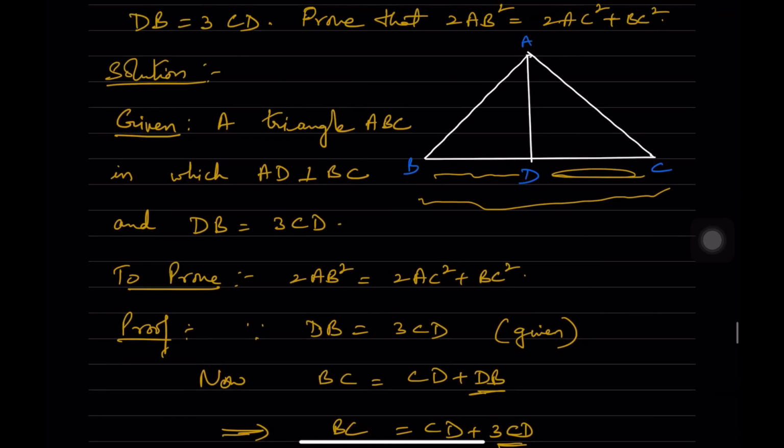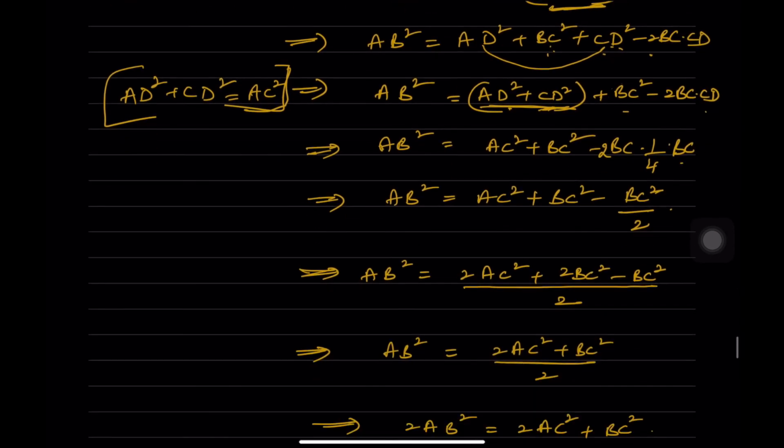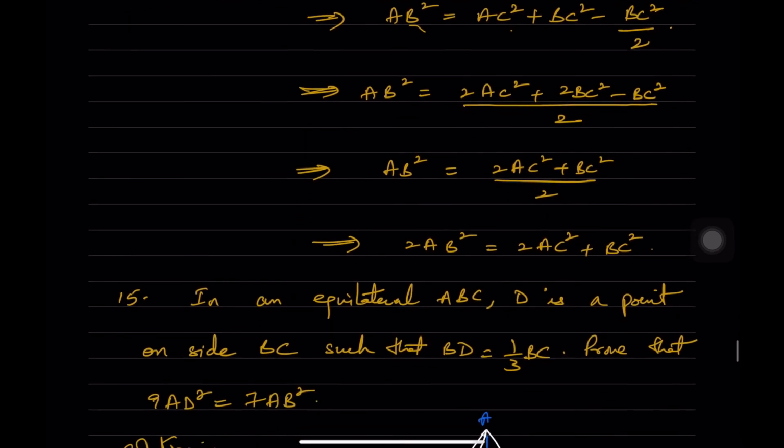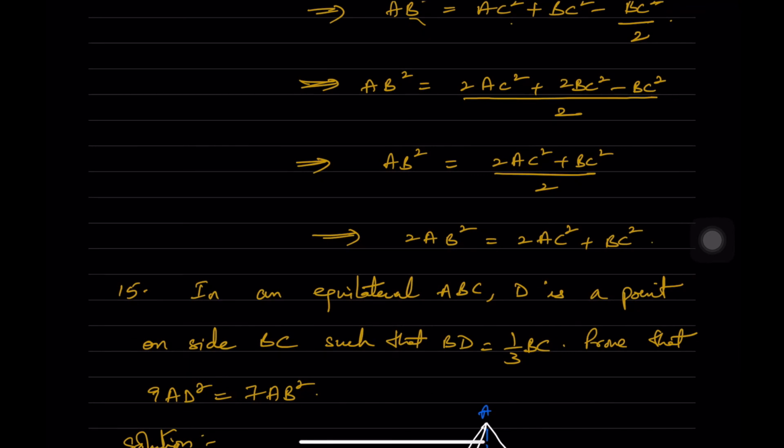from the triangle ADC. Because this is a right angle triangle, AC square is equal to AD square plus CD square. So in this place we have written AC square plus BC square minus 2BC into CD, with CD written as 1 by 4 BC. We have proved it before. So AB square is equal to AC square plus BC square minus BC square by 2, which implies AB square is equal to 2AC square plus BC square by 2, taking LCM. Now cross multiply: 2AB square is equal to 2AC square plus BC square.